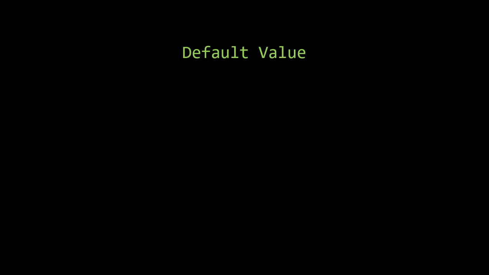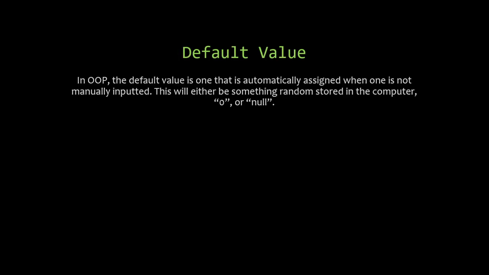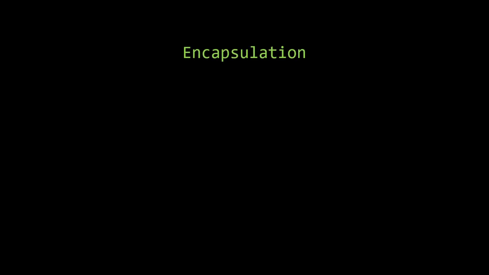Next, we have default value. Default value is the one that automatically gets put in. So if you have a field, you don't put anything in it, you're going to get a default value. This might be a random number, just a collection of numbers, characters, whatever, or it might be a 0 or a null value. Continuing on, we have encapsulation.